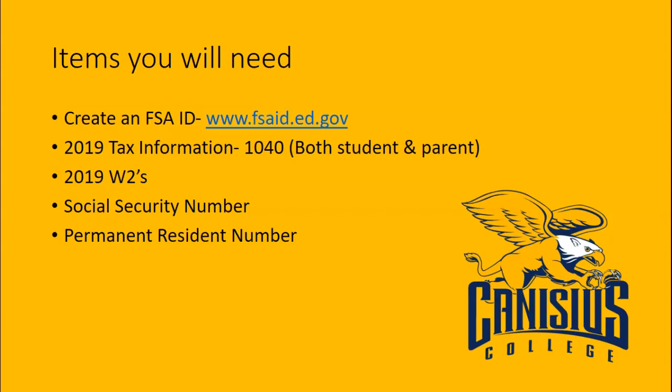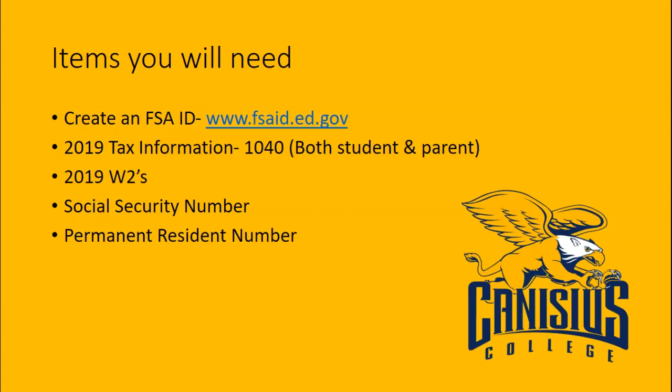The next information will be the 2019 tax information, also known as the 1040. This will be needed for both parent and student if the student worked in that tax year. Next is the 2019 W-2s, again for both parent and student if the student worked. If you have multiple W-2s, please make sure you have all of them.